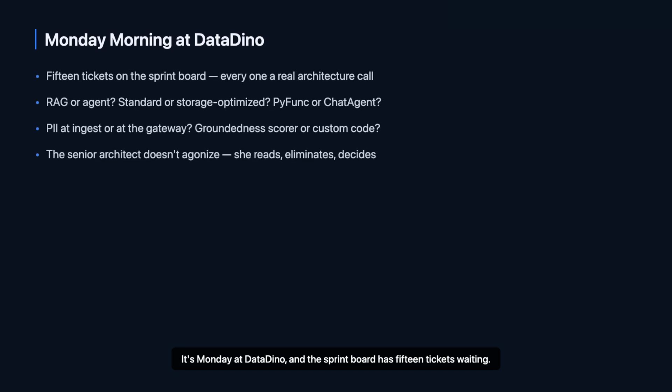It's Monday at Data Dino, and the sprint board has 15 tickets waiting. Every one of them is a real architecture call, the kind that shapes how the museum chatbot, the licensing pipeline, and the curator tools actually run.